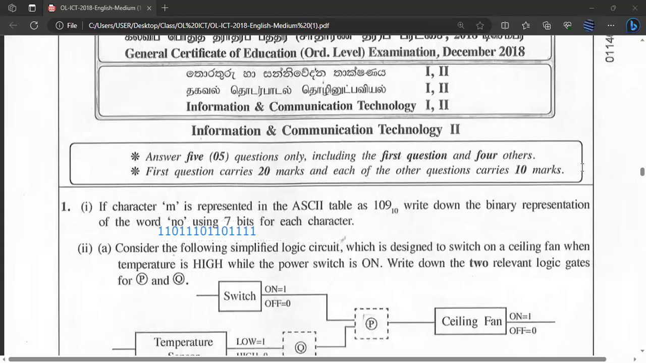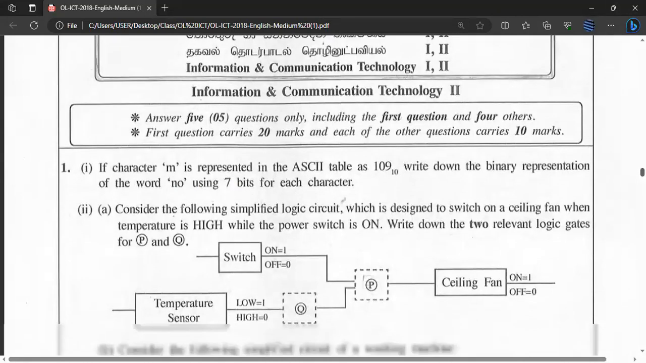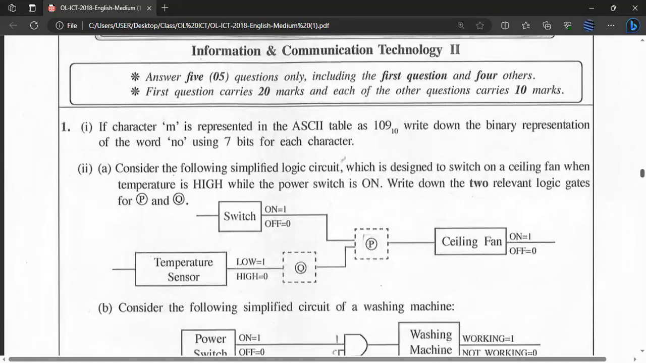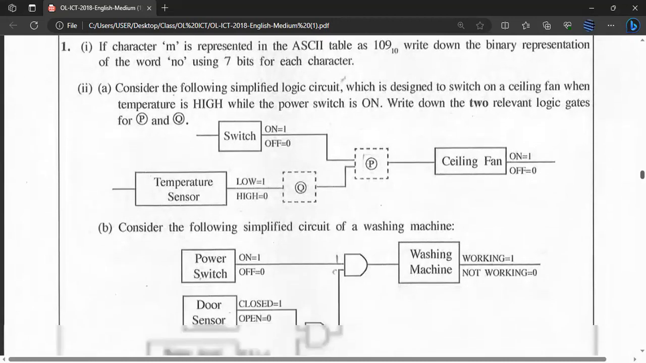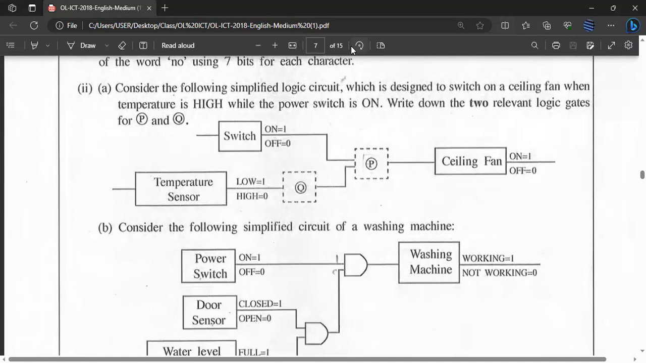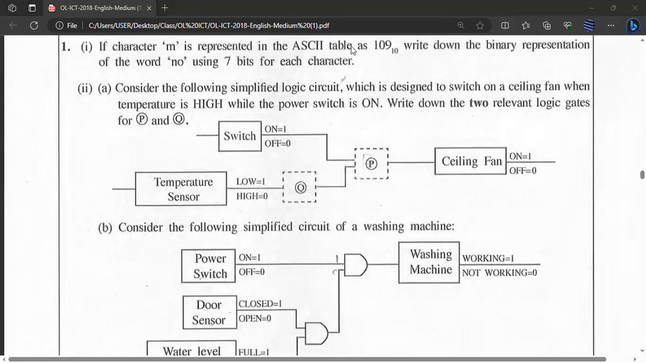Then the next one. Consider the following simplified logic circuit, which is designed to switch on a ceiling fan when temperature is high while the power switch is on. Write down the two relevant logic gates for P and Q. So they're asking for the two relevant logic gates for P and Q, guys. They are saying switch on means 1, off means 0, right? And temperature sense low means 1, high means 0, right? So you must be very careful in this scenario.